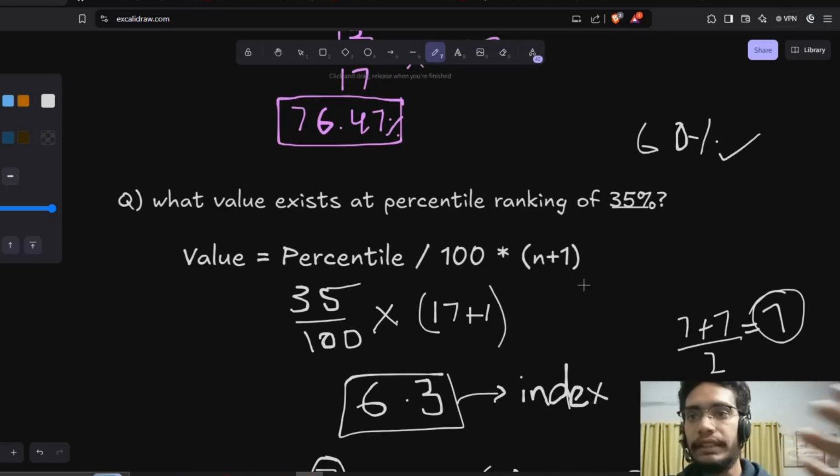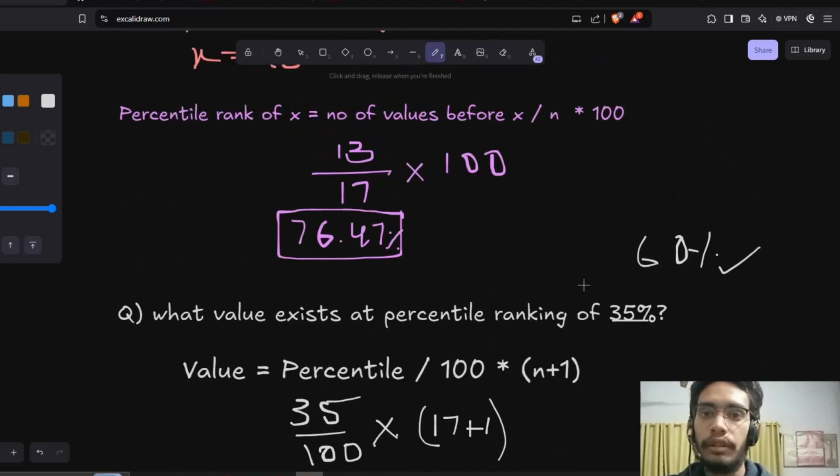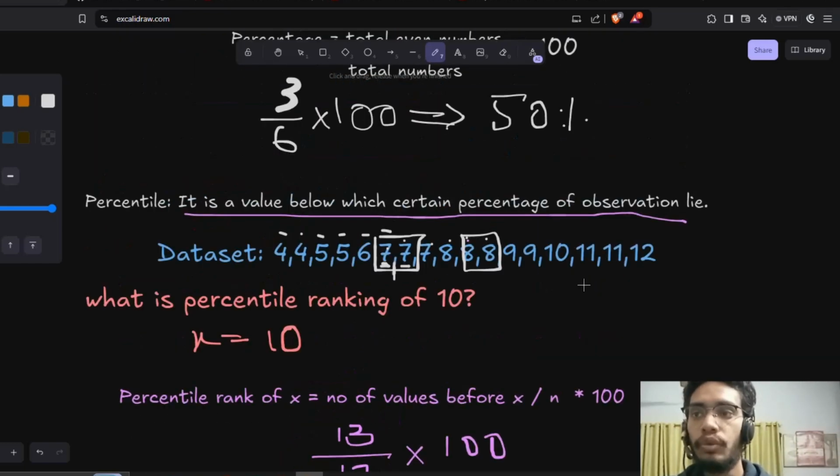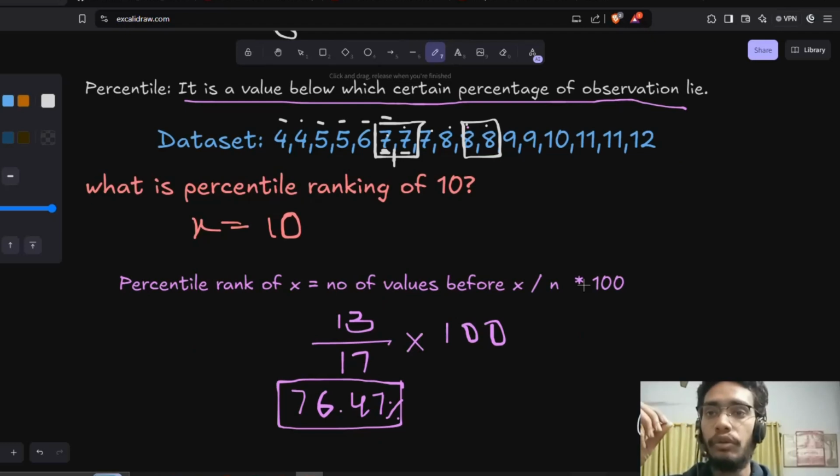So I hope you understand the concept of the percentile, how to calculate the percentile if you have been given a value, and how you can get a value if you have been given a percentile. Why is it important? I told you before that it is important to find outliers. When we study quartiles, we will be using this percentile in order to calculate the quartile, right? So I hope you understand till here.